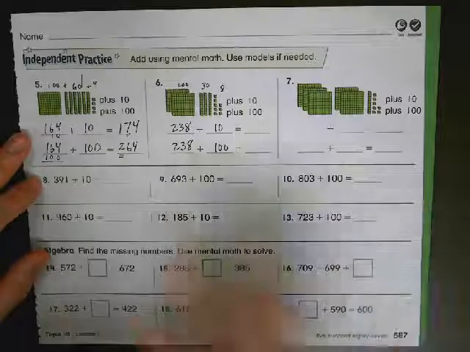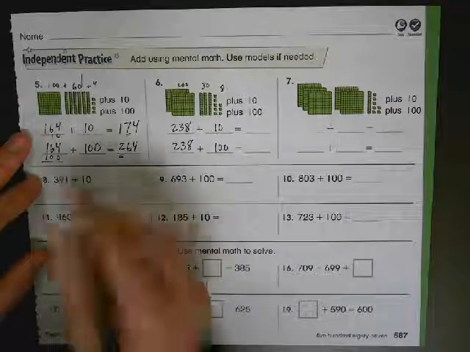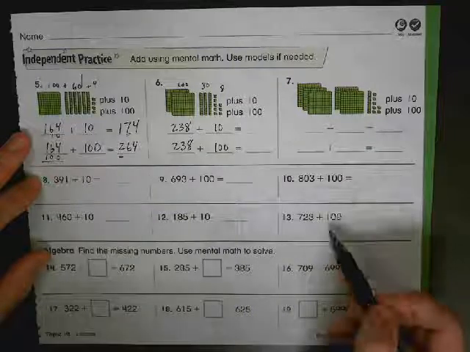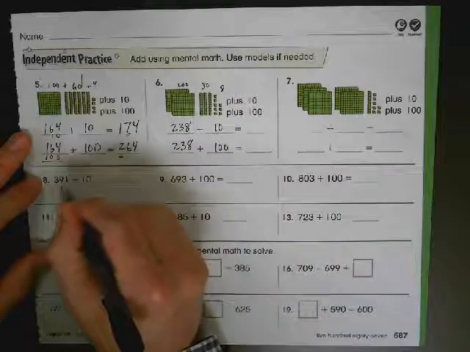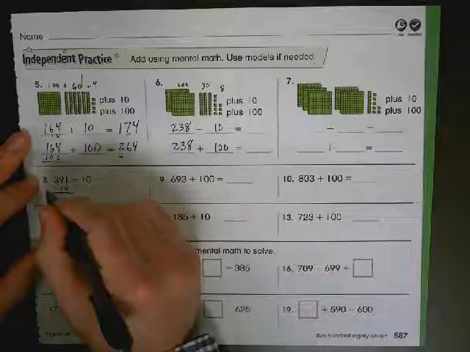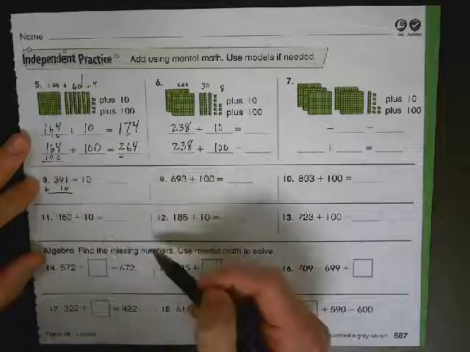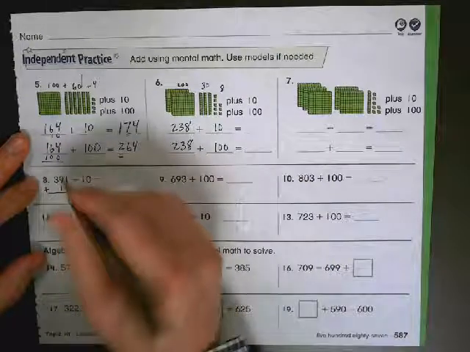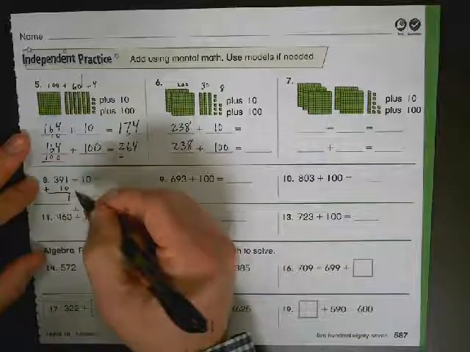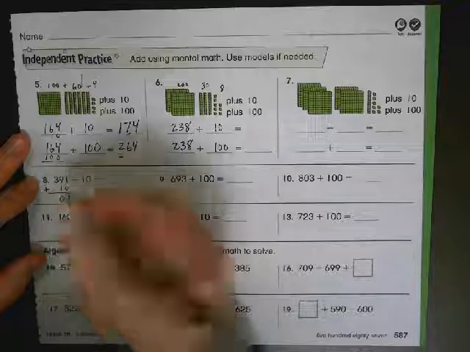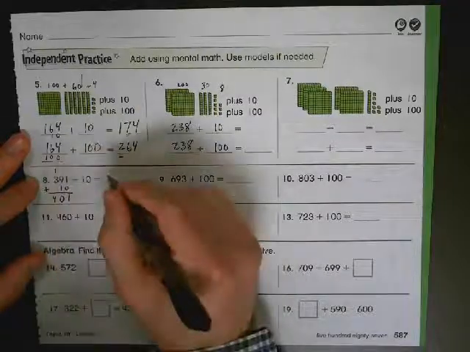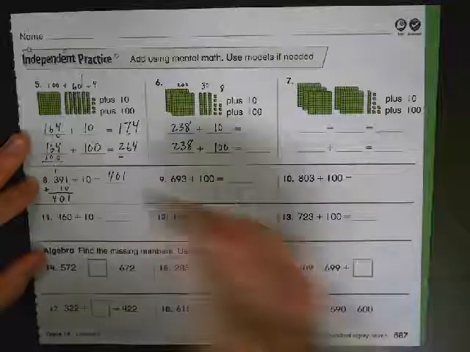So this gets a little tricky down here, 391 plus 10. Well, this one's going to require regrouping. Watch what happens when I add this. If I do 391 plus 10, 1 plus 0 is 1. 9 plus 1 is 10. 0 down, regroup the 1. Now I have 401. So that is the one that could be tricky right there.